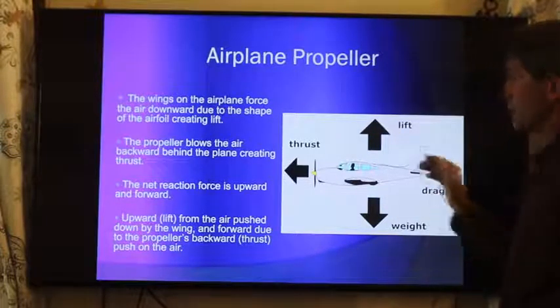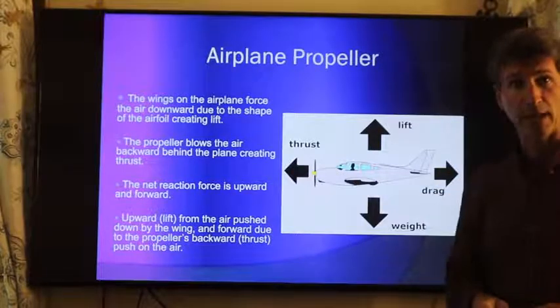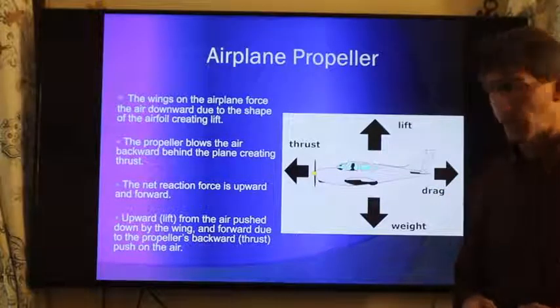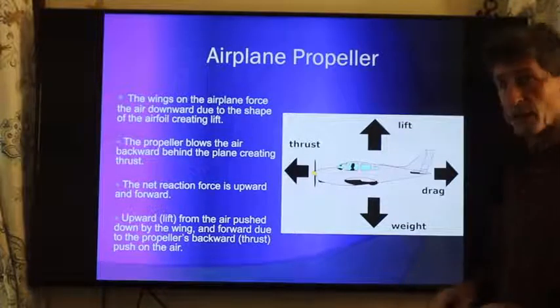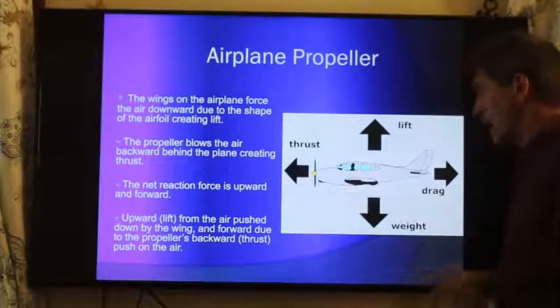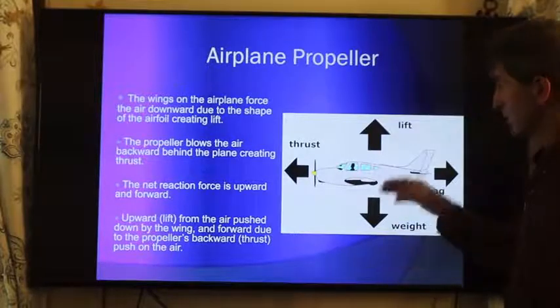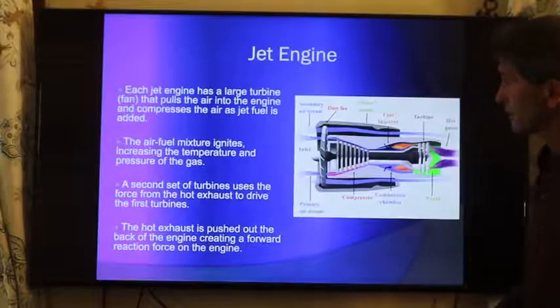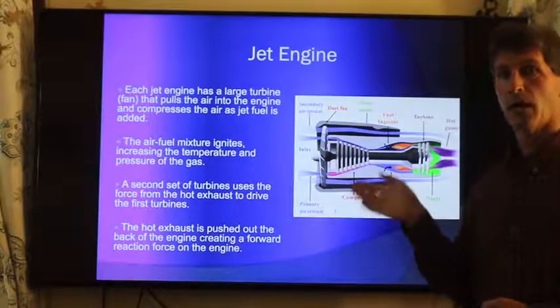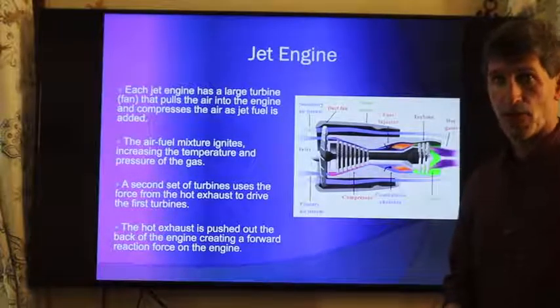So to go forward, you need thrust to act against the drag of the air. To do that, you push the air backward. You need lift to act against the weight downward. So you push the air downward using the aerodynamic surfaces. Action, reaction. A jet engine operates pretty much the same way as the prop plane.